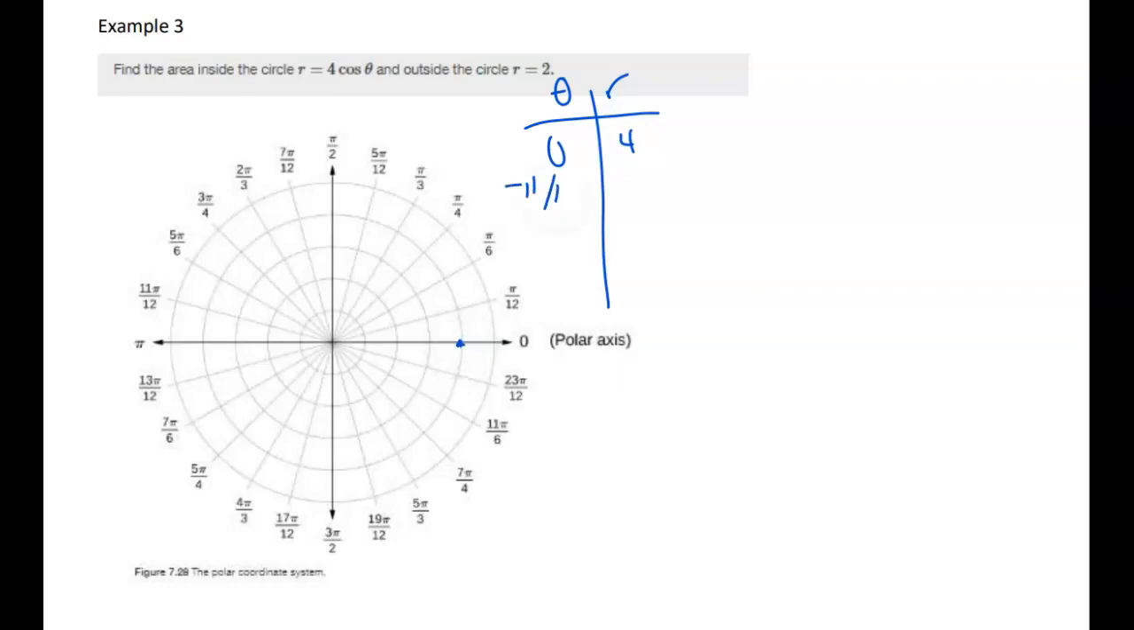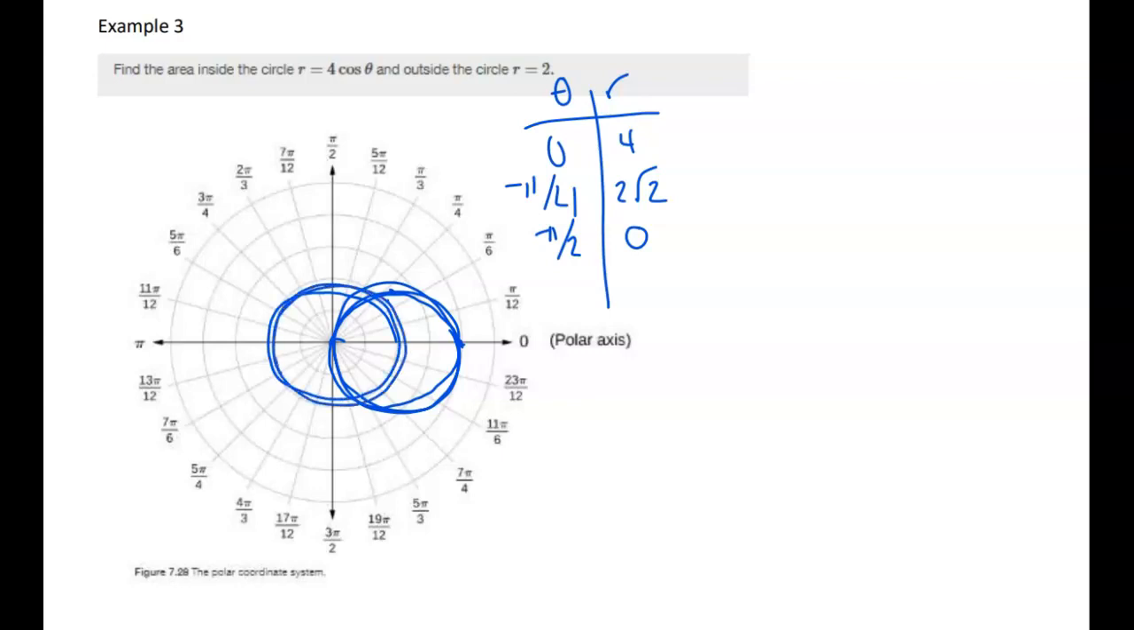Okay, at pi over 4, I'm at 2 root 2. At pi over 2, I'm at 0. And that's going to loop around. So this is actually going to be the circle that loops around this way, like so. Okay, so inside that circle, but outside this one. So I want this area.